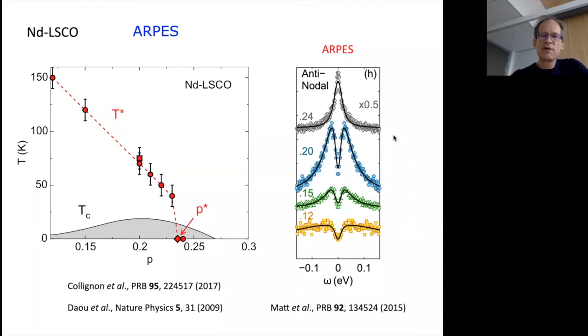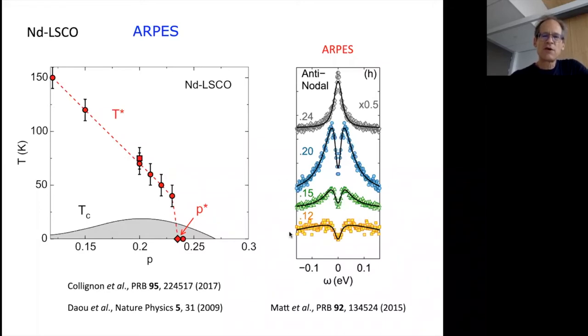What I'm showing here is ARPES data taken by Johan Chang in Zurich on one of these materials. A lot of the focus in this talk will be on this Nd-LSCO cuprate. You can see its phase diagram over here. It's got a dome of superconductivity, and it has this pseudogap phase ending at a critical point of 23%, 0.23. And this is very much seen here in the ARPES.